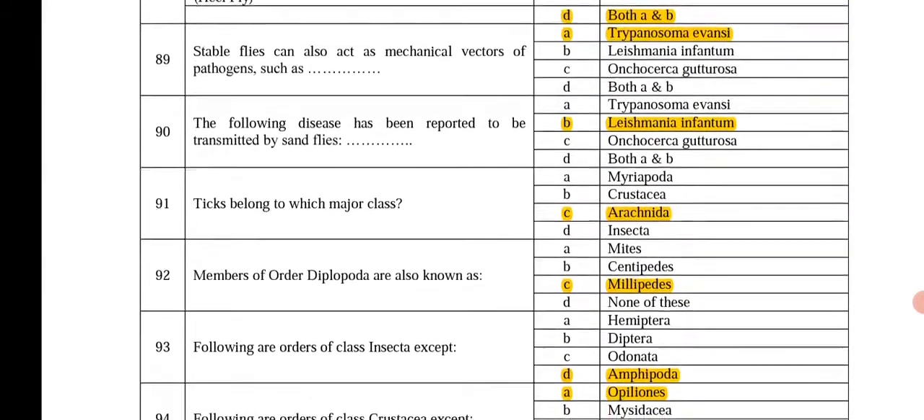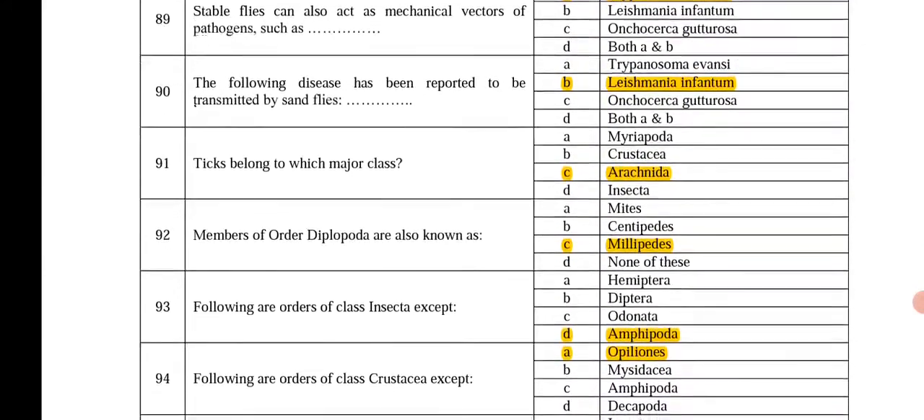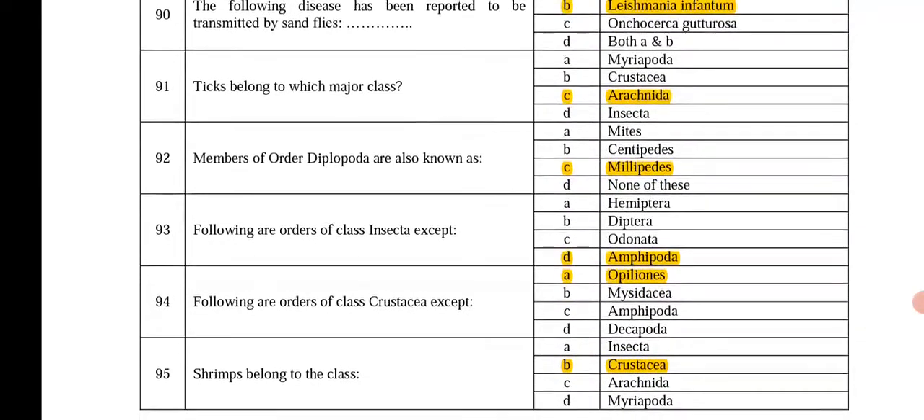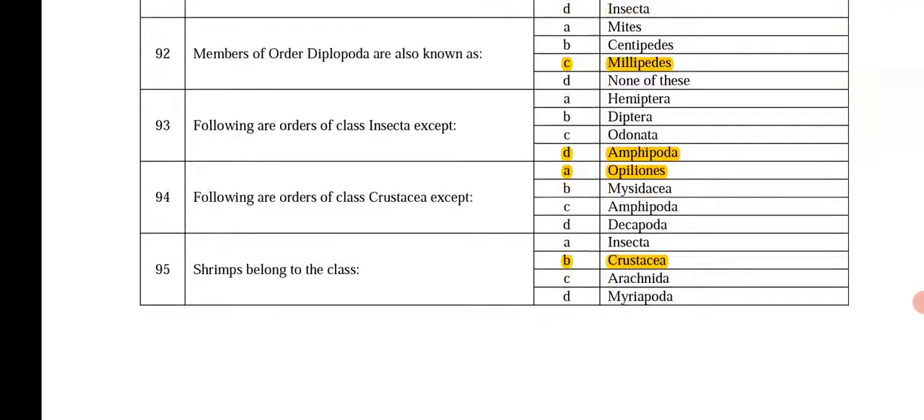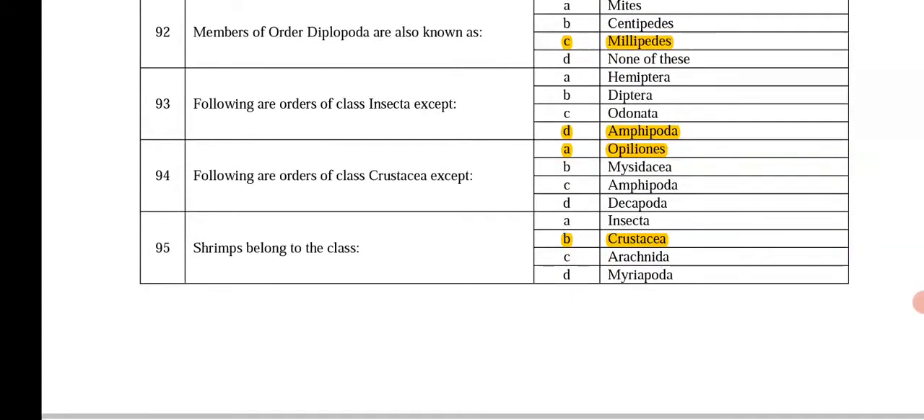Ticks belong to which major class? Arachnida. Members of order Diplopoda are known as millipedes. Following are orders of class Insecta except Amphipoda. Hemiptera, Diptera and Odonata are the orders of class Insecta. Following are the orders of class Crustacea except Opiliones. The orders of class Crustacea are Mysidacea, Amphipoda and Decapoda.